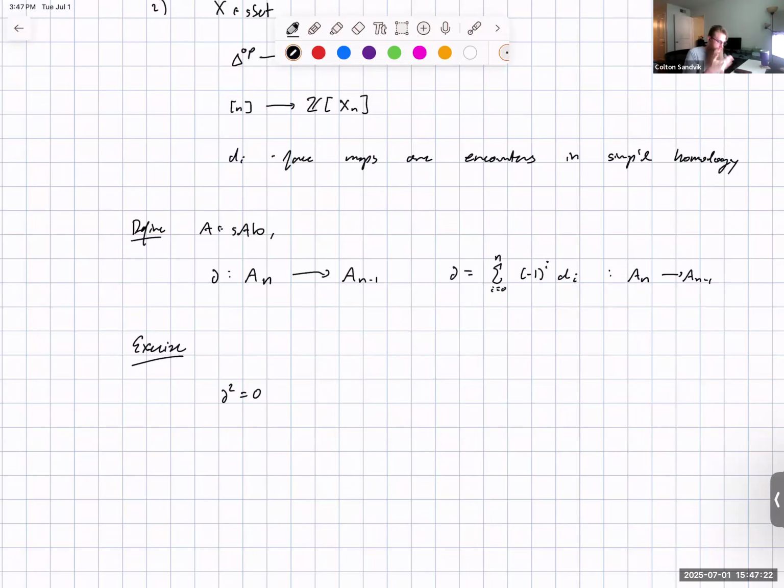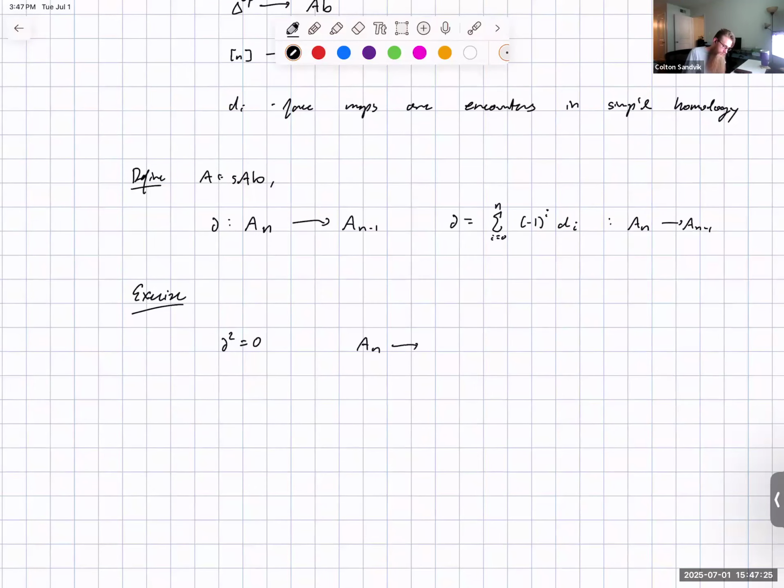Some care needs to be taken in interpreting this, but if you start at A_n, go to A_{n-1}, and then go to A_{n-2} via the partial, this composition is zero. I wrote this as an exercise. It's a good exercise if you haven't worked with face and degeneracy maps before, because it lets you work with the simplicial identities. But it really is the same argument you give in intro to topology when showing that this complex you build up is actually a chain complex.